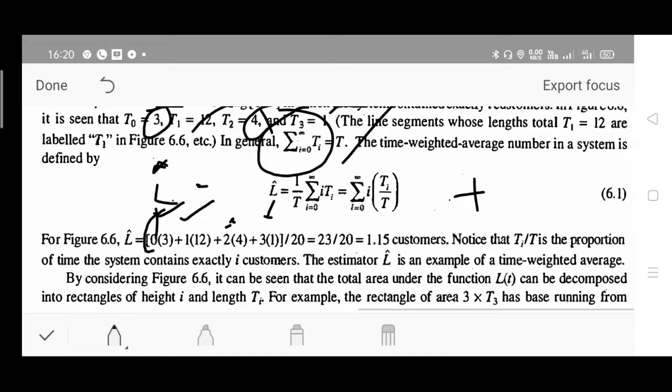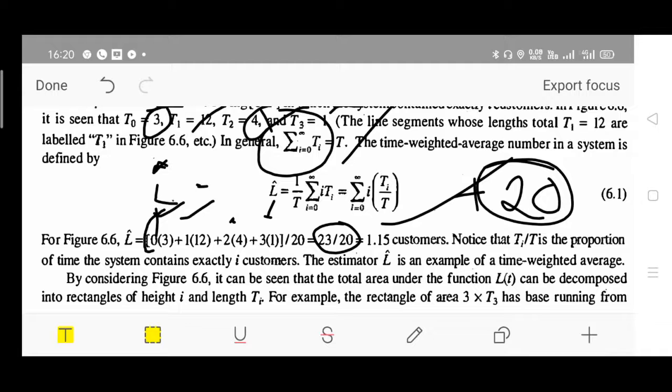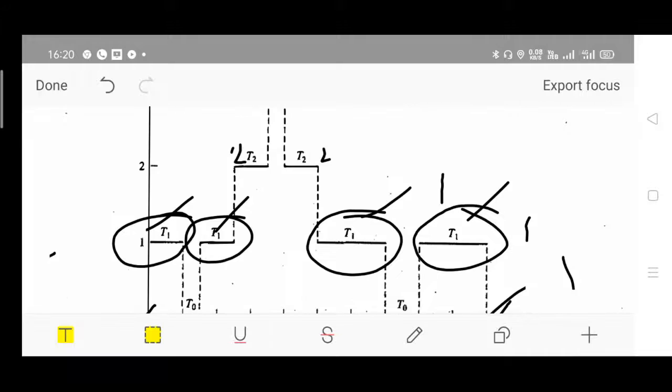What is the total duration? Total duration will be 20 minutes, right? So 0 into 3 plus 1 into 12 plus 2 into 4 plus 3 into 1. What will be the answer? 0 into 3 is 0, plus 12 is 12, plus 8, plus 3. 12 plus 8 is 20, plus 3 is 23, divided by 20. What is the average value? 1.15 customers. Okay, very simple thing.